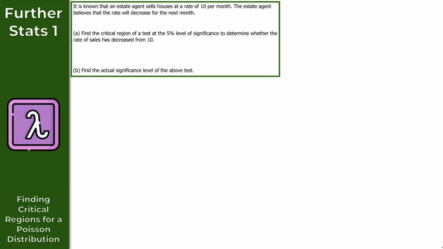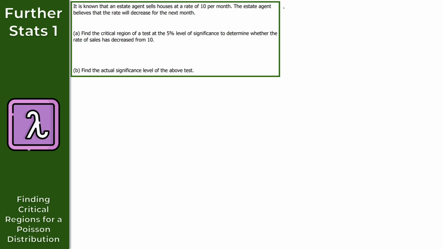So let's just take a look then at one more question here to finish with. So we have question 2, and it's known that an estate agent sells houses at a rate of 10 per month. The estate agent believes that the rate will decrease for the next month. So for the first part of this question, part A, it asks us to find the critical region of a test at the 5% level of significance to determine whether the rate of sales has decreased from 10.